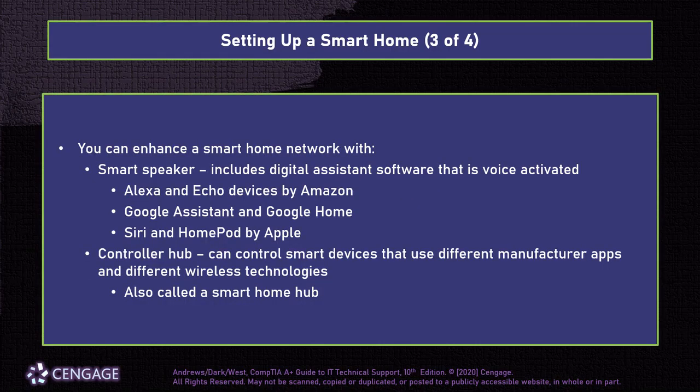You can also enhance our smart home network with, as we talked about before, things like Alexa or the Amazon Echo or Echo Dot. Google Assistant and Google Home also work, and then Siri and the HomePod by Apple. So these digital assistants that we talked about very early on are also going to be usable with a smart speaker. These controller hubs, like the HomePod, are going to allow us to control smart devices that use different manufacturer apps and different wireless technologies. You'll often hear about Amazon Alexas having what are called skills. These skills are going to be predefined tasks that are triggered by a particular phrase or a particular app interaction.